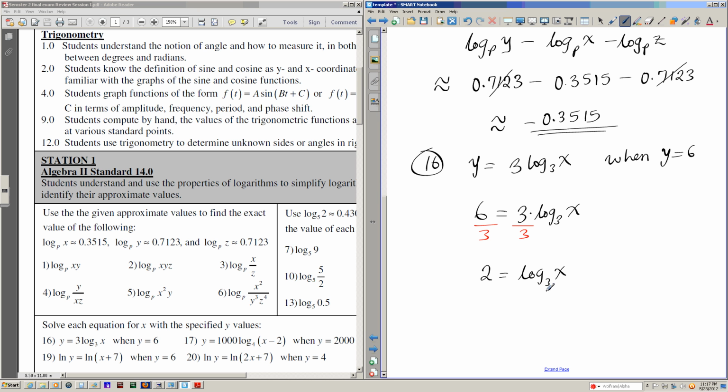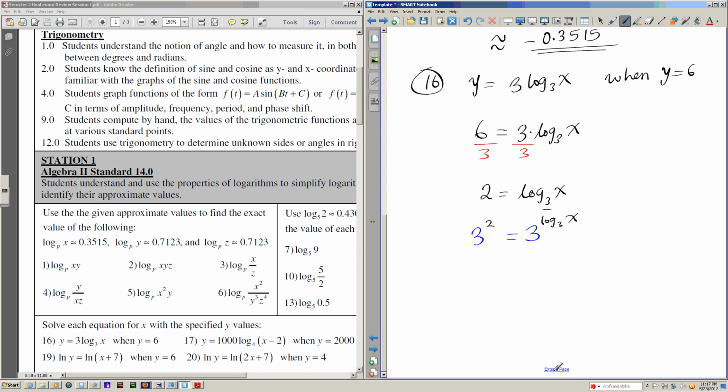Now to get rid of this log, the base is 3, so you put a big 3 on both sides, a big 3 on the left and a big 3 on the right. These two terms get exponentiated, so we have 3 to the power of 2 and 3 to the power of log base 3 of x. On the left side, 3 squared is 9. On the right side, the 3 and the log base 3 cancel out, so you have x. So your final answer is x equals 9.